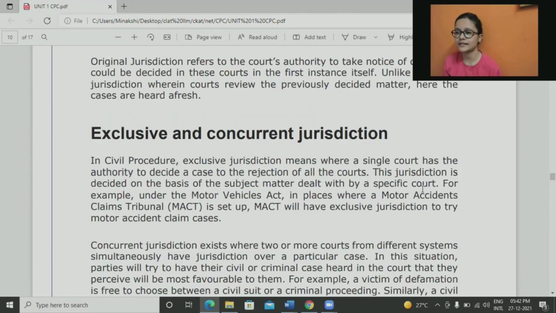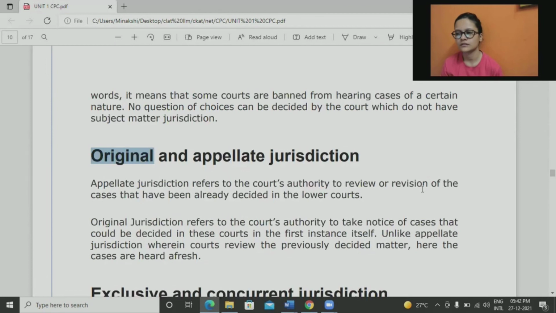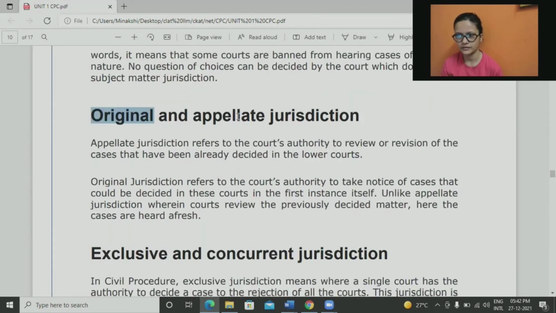Next one is exclusive and concurrent jurisdiction. Exclusive as in, this court, how are they classified? Initially we had 3 types, right? Based on the territory, subject matter, and is there any classification at the main level, or are these all different? Initially we had 3 types, no?